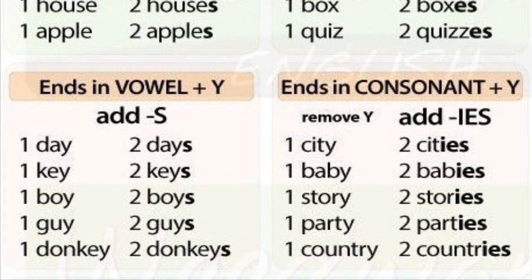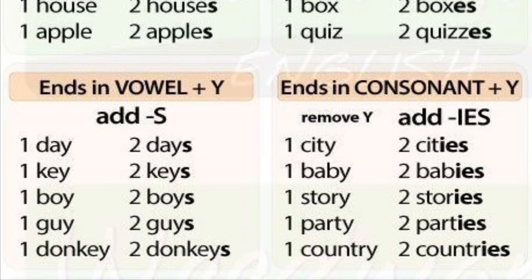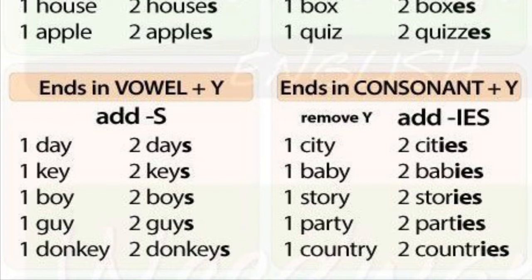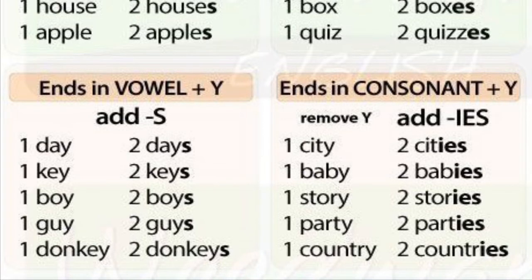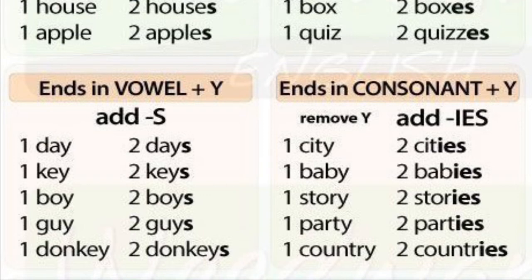First of all, the words which are ending with vowel plus y: if the word is ending with y and before y there is a vowel, a, e, i, o, u, then we will add only s. And if before y there is no vowel a, e, i, o, u, then we will cut y and write ies. For example, see here, day. Before y there is a. Key, before y there is e.